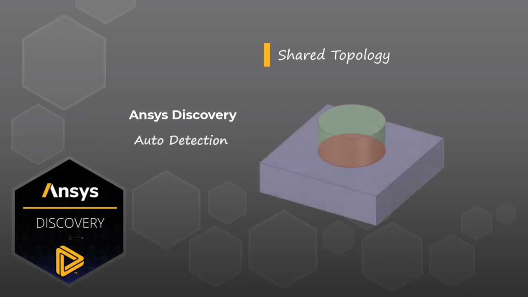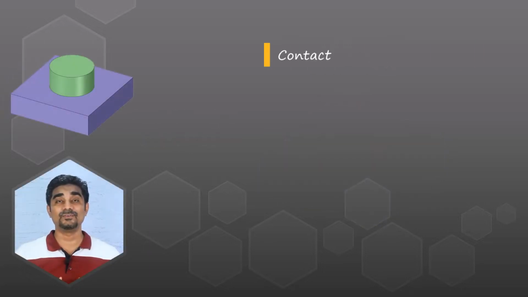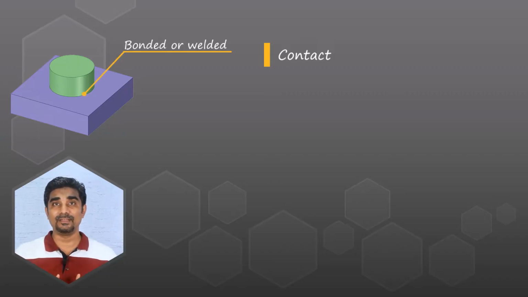Ansys Discovery can automatically detect where shared topology can be applied on an assembly, and the user has control over excluding certain areas if needed. We will show you later in the demo part how to define shared topology. The second method we can use to connect different parts is via contact in Ansys Mechanical. There are different contact behaviors available, but for bonded or welded kind of behavior, we use the bonded contact option. Details on other contact behaviors are covered in a separate video.